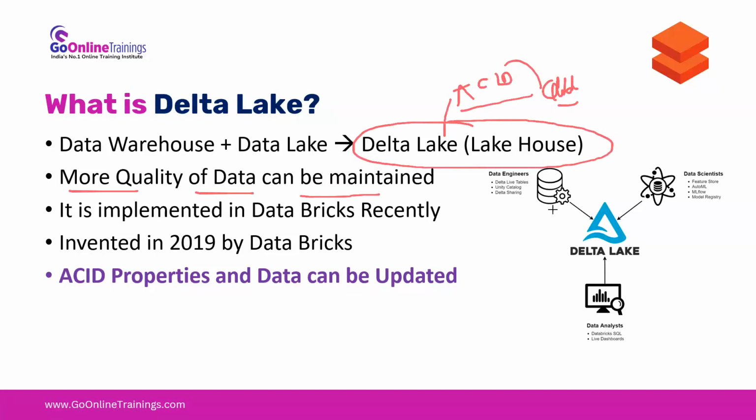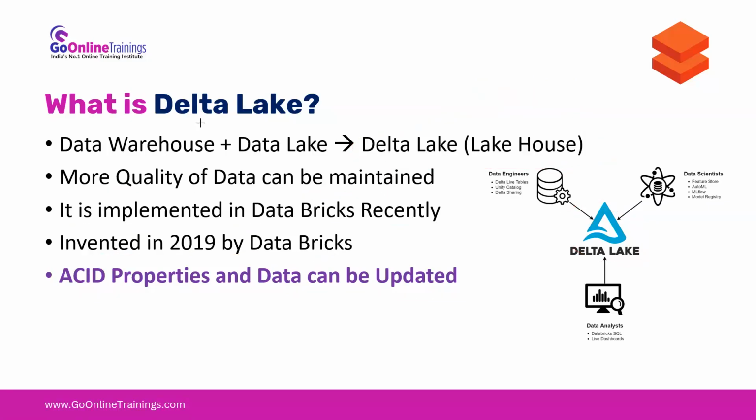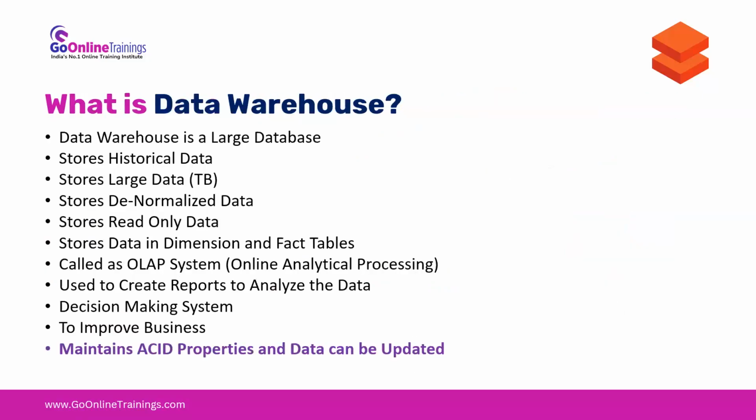More quality of the data can be implemented in the Delta Lake, but a data lake does not have that. It was implemented in Databricks recently, invented in 2019 by the Databricks community, with ACID properties, and data can be updated, and you can maintain a lot of things. Now, we are not storing data purely in data lakes. Now, Databricks is going to be storing all the data in Delta Lake tables.